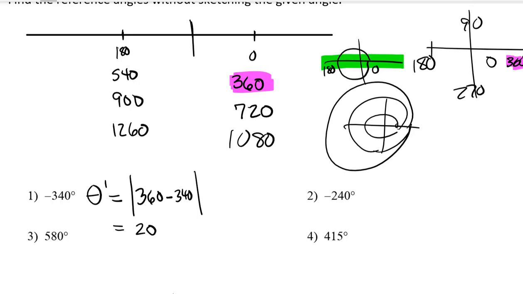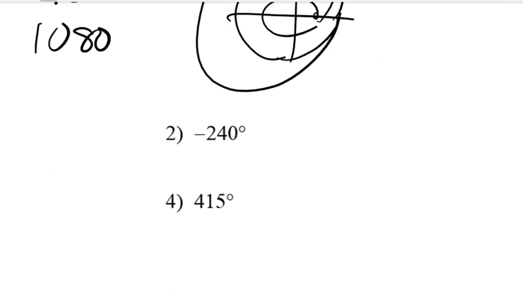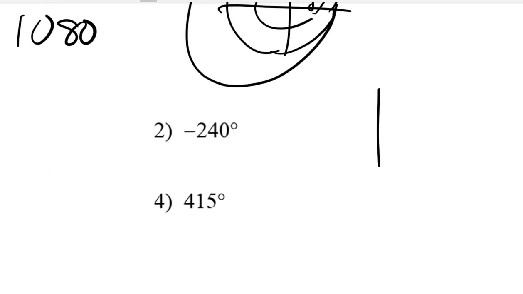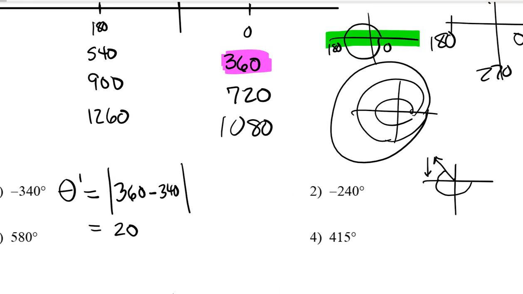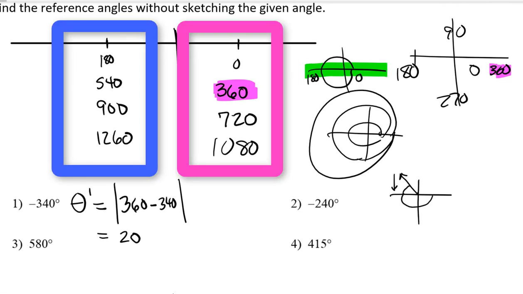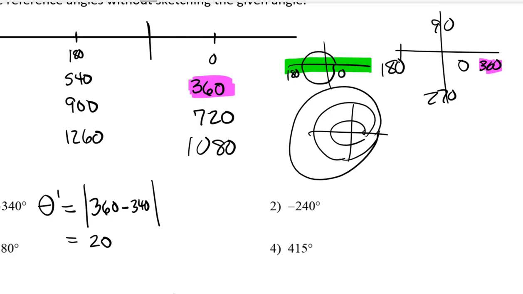Now we're going to take a look at negative 240. If I were to sketch negative 240, I'd go around negative 180, and it'd be somewhere up here in quadrant number 2. I have to figure out how many degrees I have to go from negative 240 to the x-axis. When I look at negative 240, I've only gone once around, so the value that's closest to that would be 180.